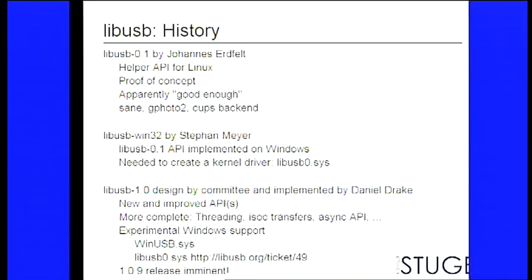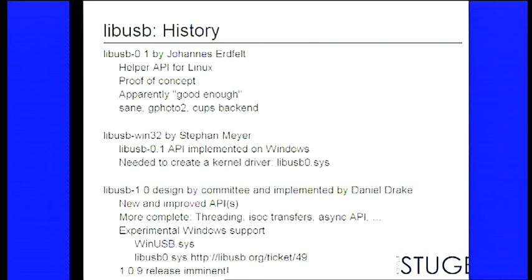The API was really thought through. While 0.1 was kind of a proof of concept and try, is this a good idea? We tried to cover the bases with 1.0, and it seems to have worked out pretty good. There are still some things that have come up that we're missing, but that's for 1.1. 1.0 is much more complete. There's support for threaded, multi-threaded apps. There's isochronous, there's asynchronous API, etc., etc.